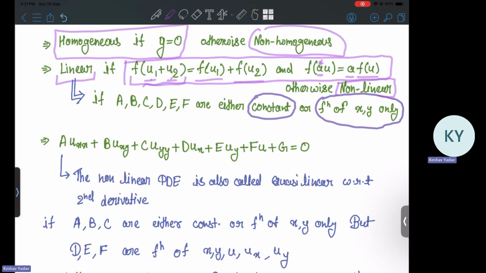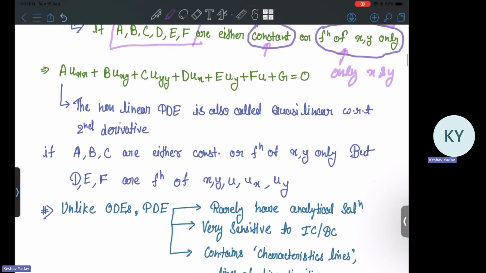How can we find out, by seeing the PDE, whether it is linear or not? We look at these coefficients A, B, C, D, E, F. If A, B, C, D, E, F are either constants or functions of only x and y, then this PDE is linear, otherwise non-linear.